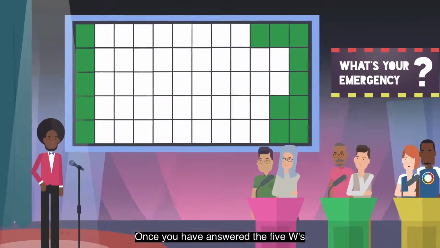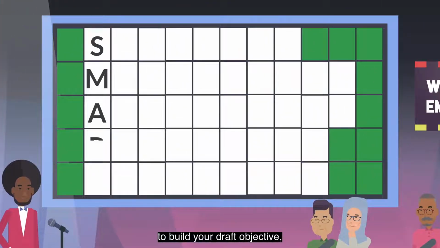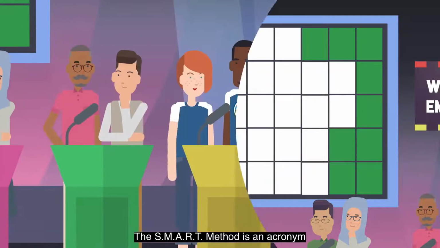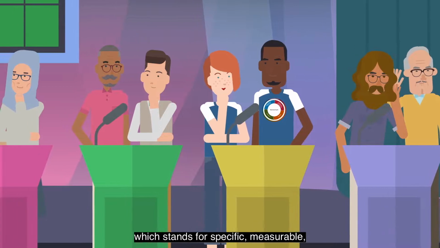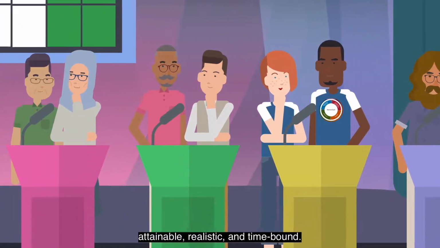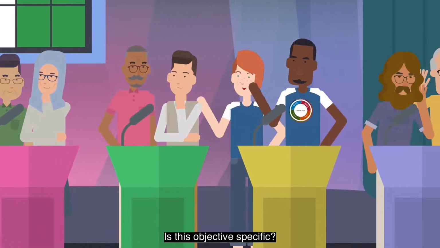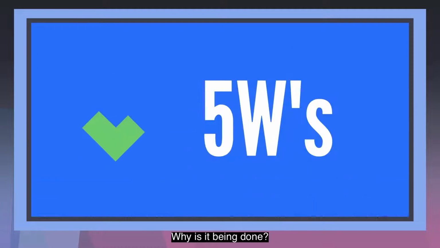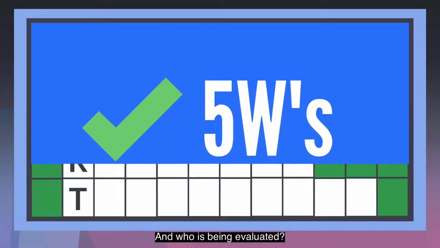Once you have answered the 5 W's to build your draft objective, utilize the SMART method to review the objective. The SMART method is an acronym which stands for specific, measurable, attainable, realistic, and time-bound. Is this objective specific? What is the capability being addressed? Why is it being done? And who is being evaluated?